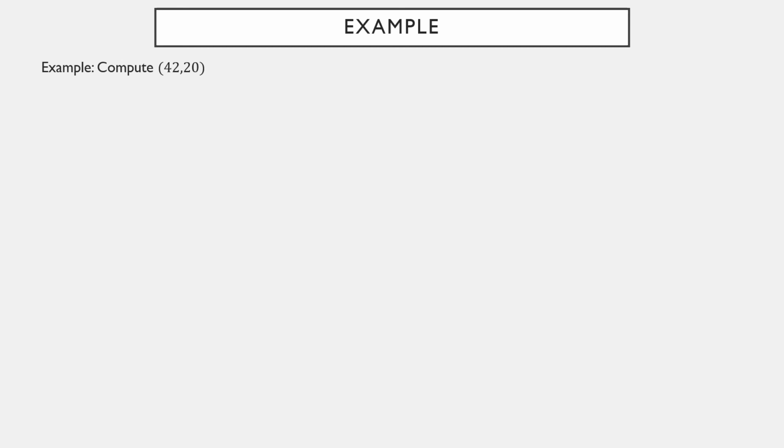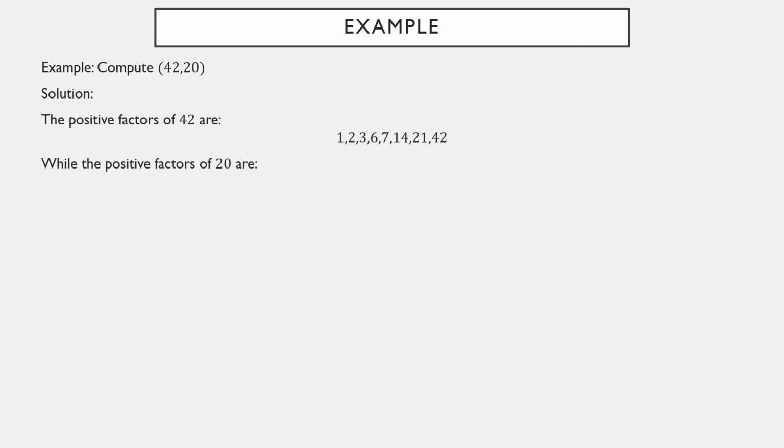Compute the greatest common factor of 42 and 20. Well, the most straightforward way to do this is to list out all of the positive factors of each term. Here are the positive factors of 42. Here are the positive factors of 20. What are, therefore, the common factors of 42 and 20? Well, the largest number that's in both lists is 2. So that's the biggest number that's a factor of 42 and also a factor of 20. Therefore, that is the greatest common factor.